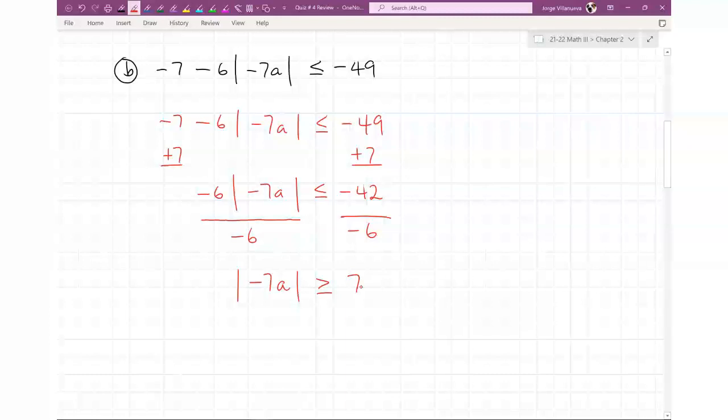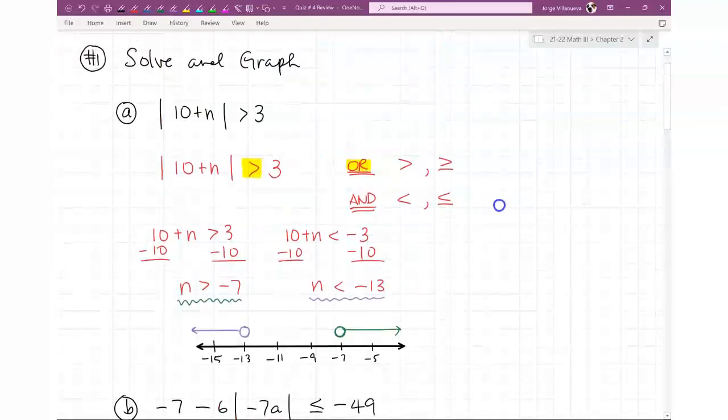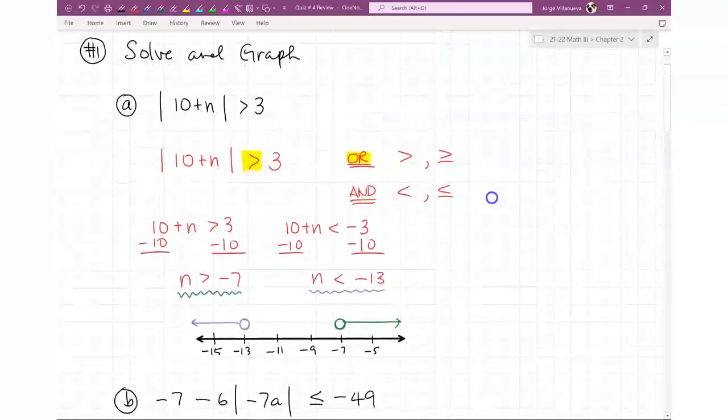Now, my absolute value is isolated. So now I have to make a call as to whether this is an AND problem or an OR problem. What do you guys think it is? It's actually OR. Remember, if it faces to the left, it's an AND. So that's why I wrote it over here for you guys, for your notes. If it faces left, it's an AND.